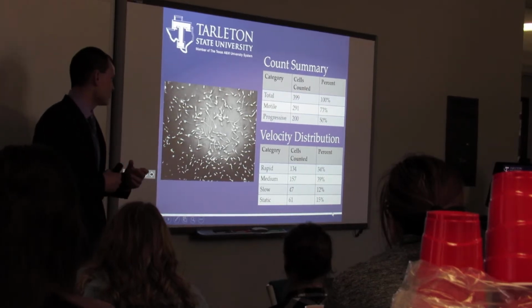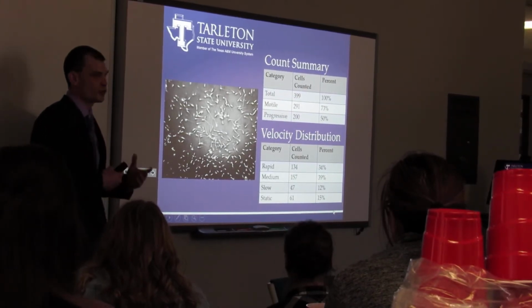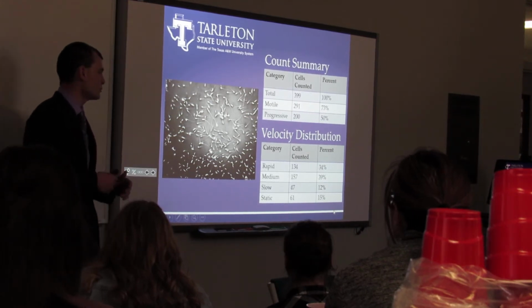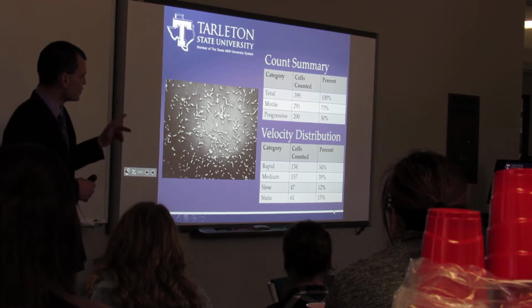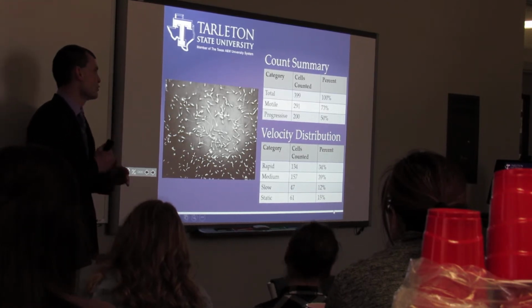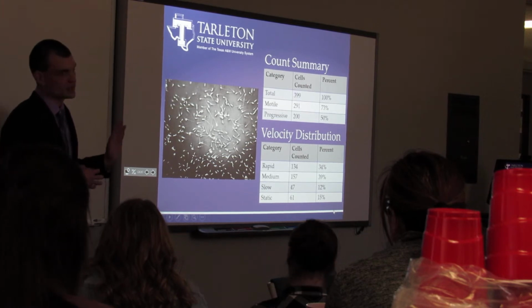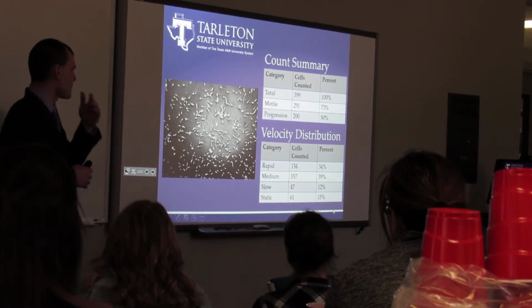You actually load the sample into the CASA and then run it. On the left, you can see the microscope field of view. These are just the cells that the CASA will count. Once you run it, you'll get a count summary with the total amount of cells, motile, and progressive motile, and the percentages associated with that.